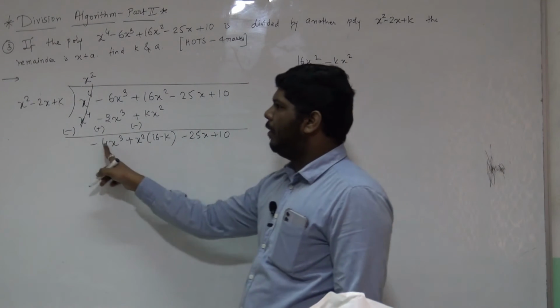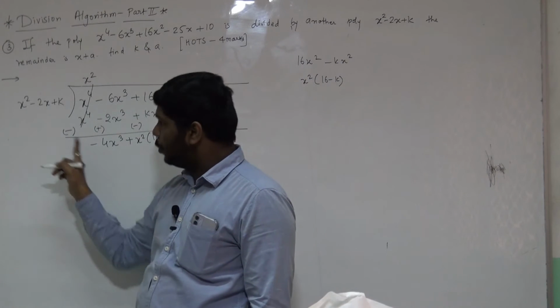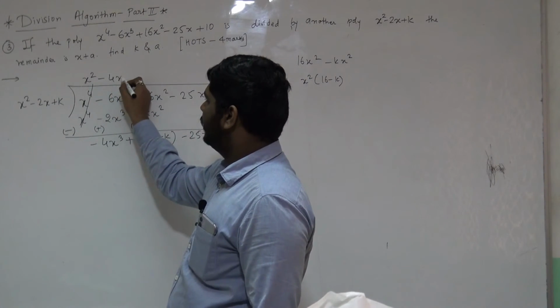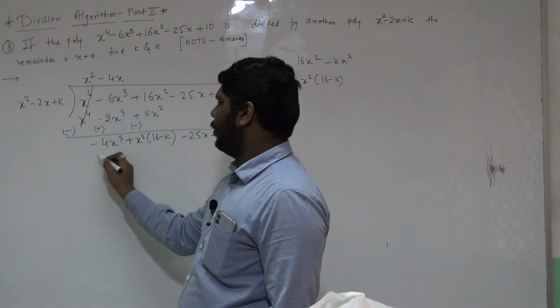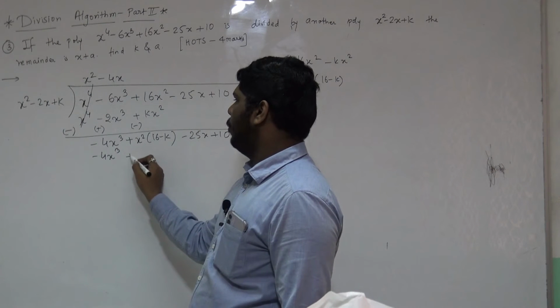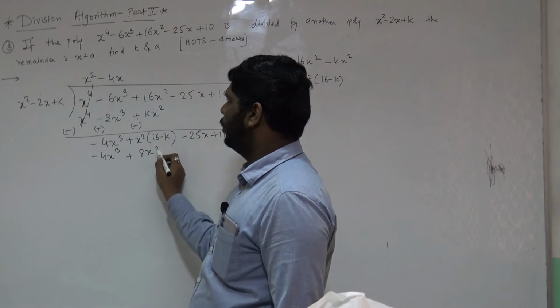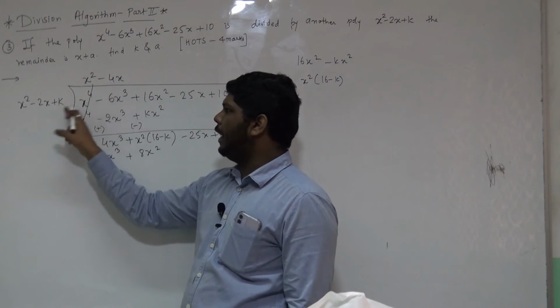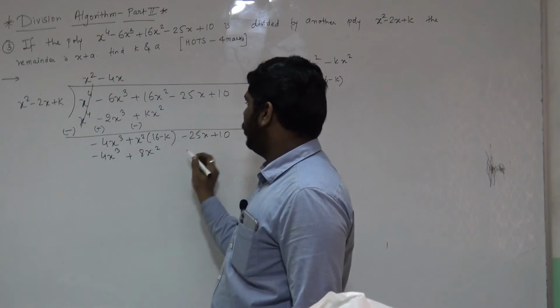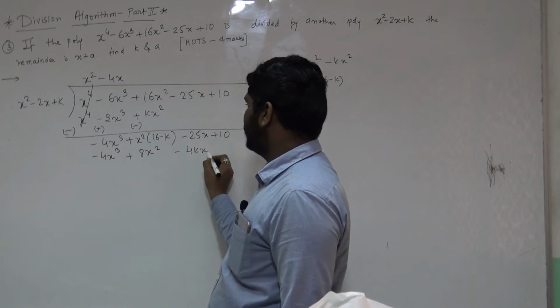Once again, first term divided by first term, so minus 4x cube divided by x square will give you minus 4x. So once again x square into minus 4x, minus 2x into minus 4x will give you plus 8x square, yes or no? Minus into minus will be plus, 2 4s are 8, x into x will be x square, and here k into minus 4x is minus 4kx.